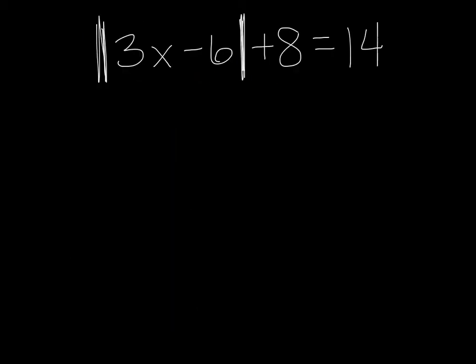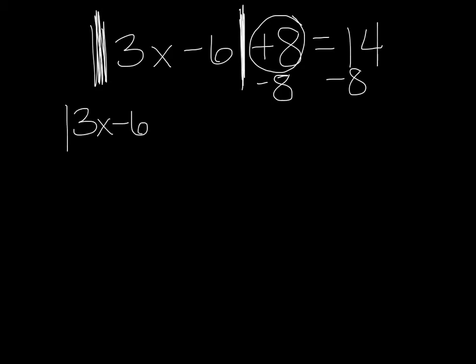Alright, for this one, same thing. We need to isolate the absolute value expression, meaning we need to get rid of anything on the outside. That would be that plus 8. In order to get rid of a plus 8, you want to subtract 8. Let's subtract 8 from both sides. We're left with the absolute value of 3x minus 6 equals 6. Now, since it equals a positive, because we have our absolute value lines all by themselves, we're going to have 2 solutions. So let's split it to get our 2 solutions.